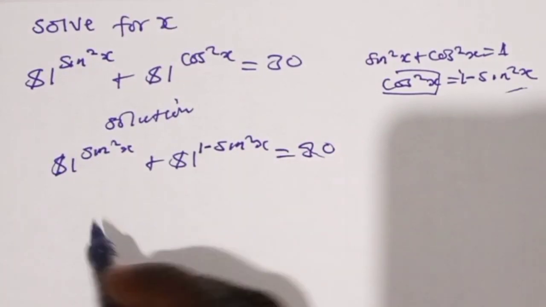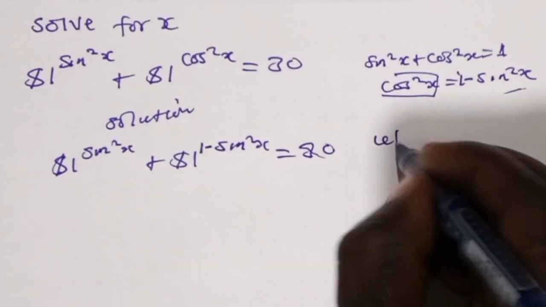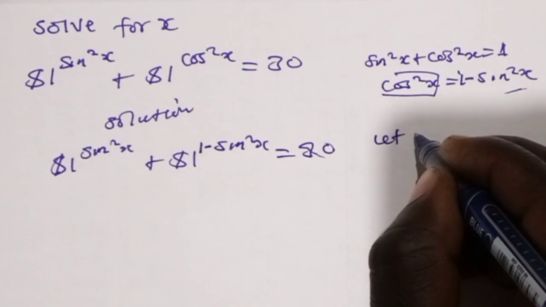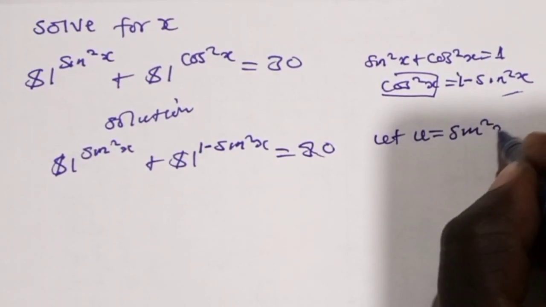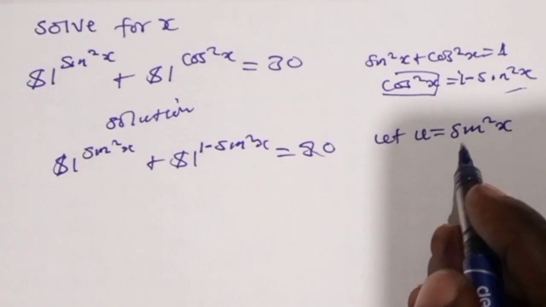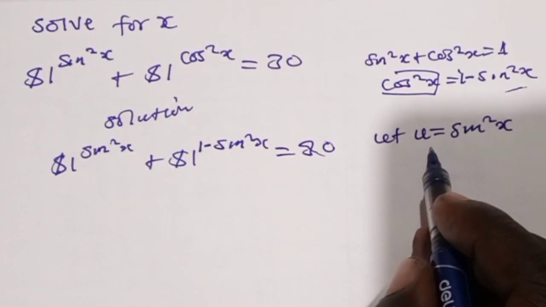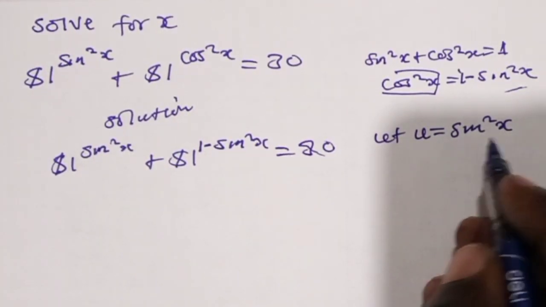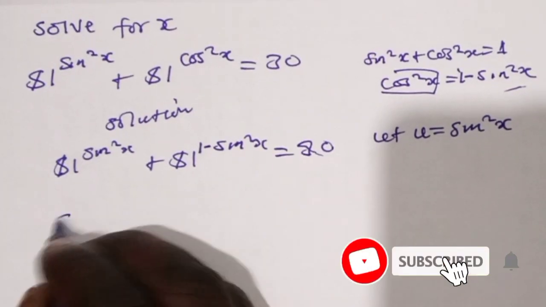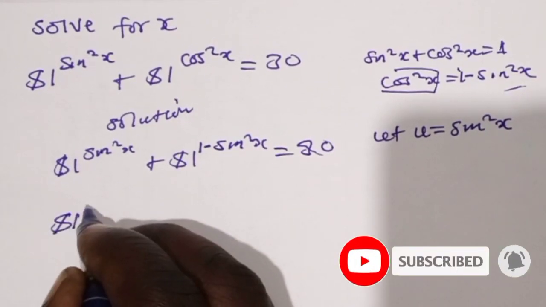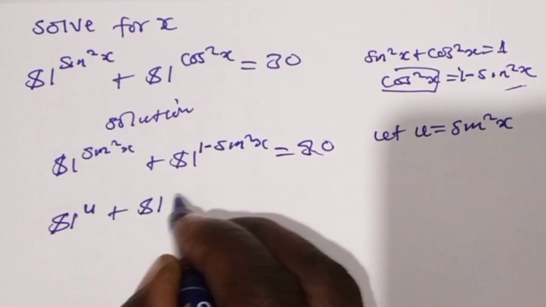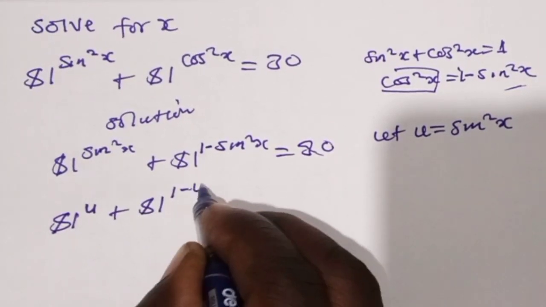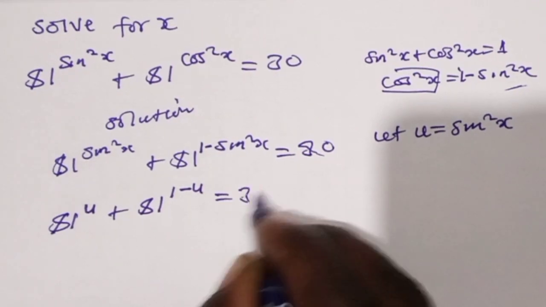Then here, this is where you let u be equal to sine squared x. So we have to substitute where there is sine squared x with u, in which it will be 81 to the power u plus 81 to the power 1 minus u, which is equal to 30, right?